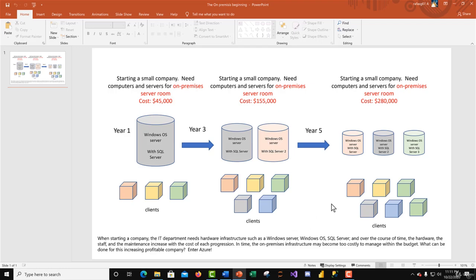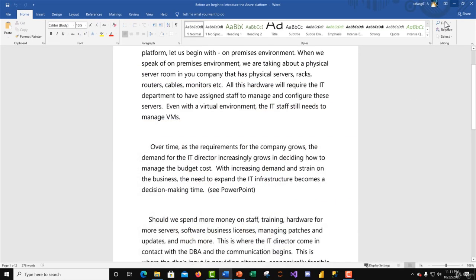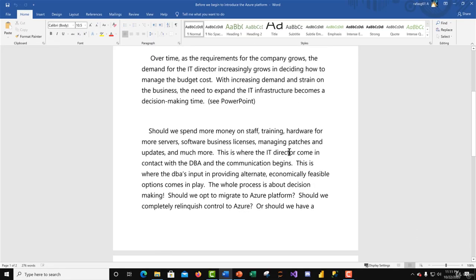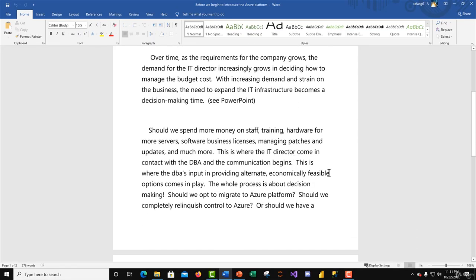So you and the DBA and the IT directors and other staff members will have to determine that over the course of time, as you progress with spending more money on your server room or your on-premises, is it feasible and is it cost beneficial to move to the Azure platform? Let me minimize this. Should we spend more money on staff, training, hardware for more servers, business licenses, software licenses, managing patches and updates, and much, much more? This is every single thing you're doing on your on-premises infrastructure.